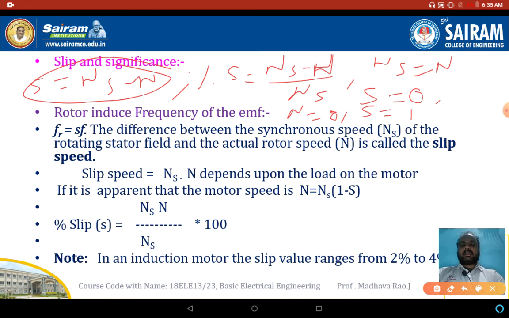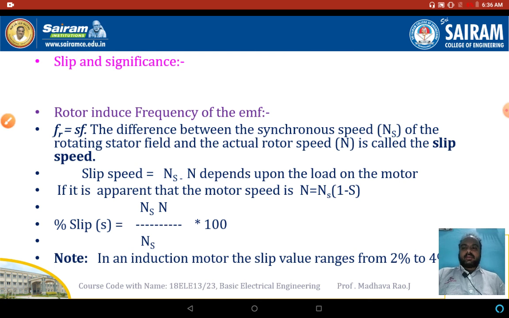Next, the rotor induced frequency of the EMF. The rotor frequency Fr is equal to S into F. The slip speed, ns minus n, depends upon the load on the motor.